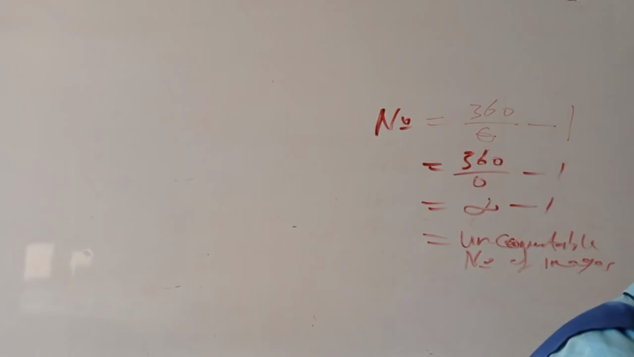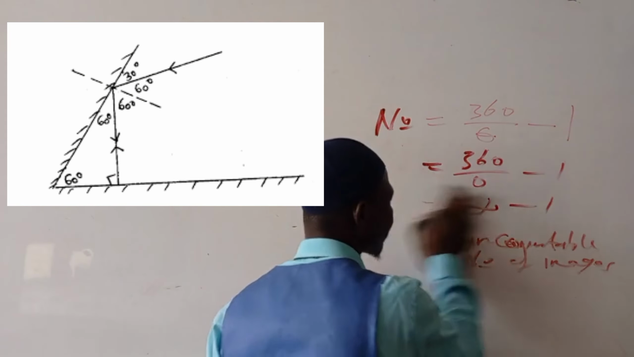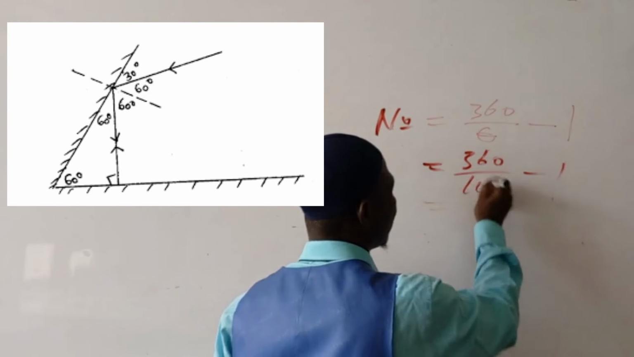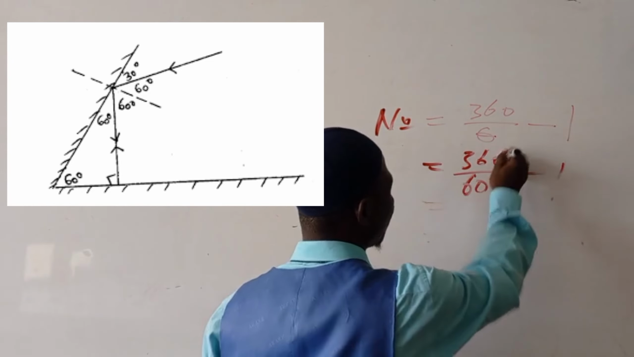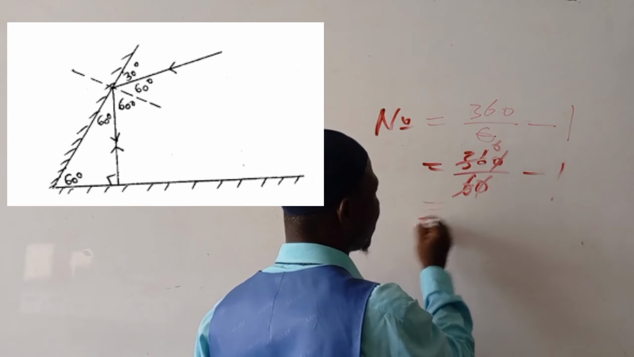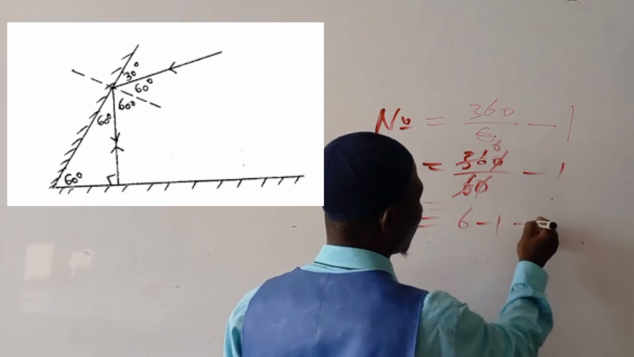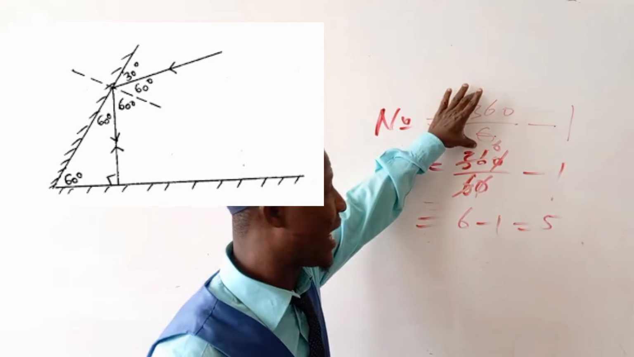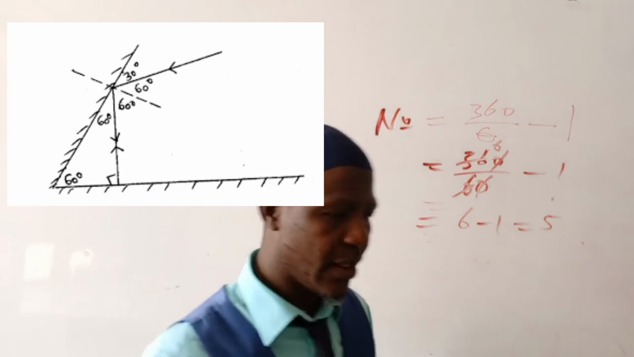You can incline your mirror at 60 degrees. What will now be the number of images? Just put 60 here and 60 here. So this cancels this, and that is 6. So the number of images will be 6 minus 1, which is equal to 5. So just make sure you have this formula and you write it properly.